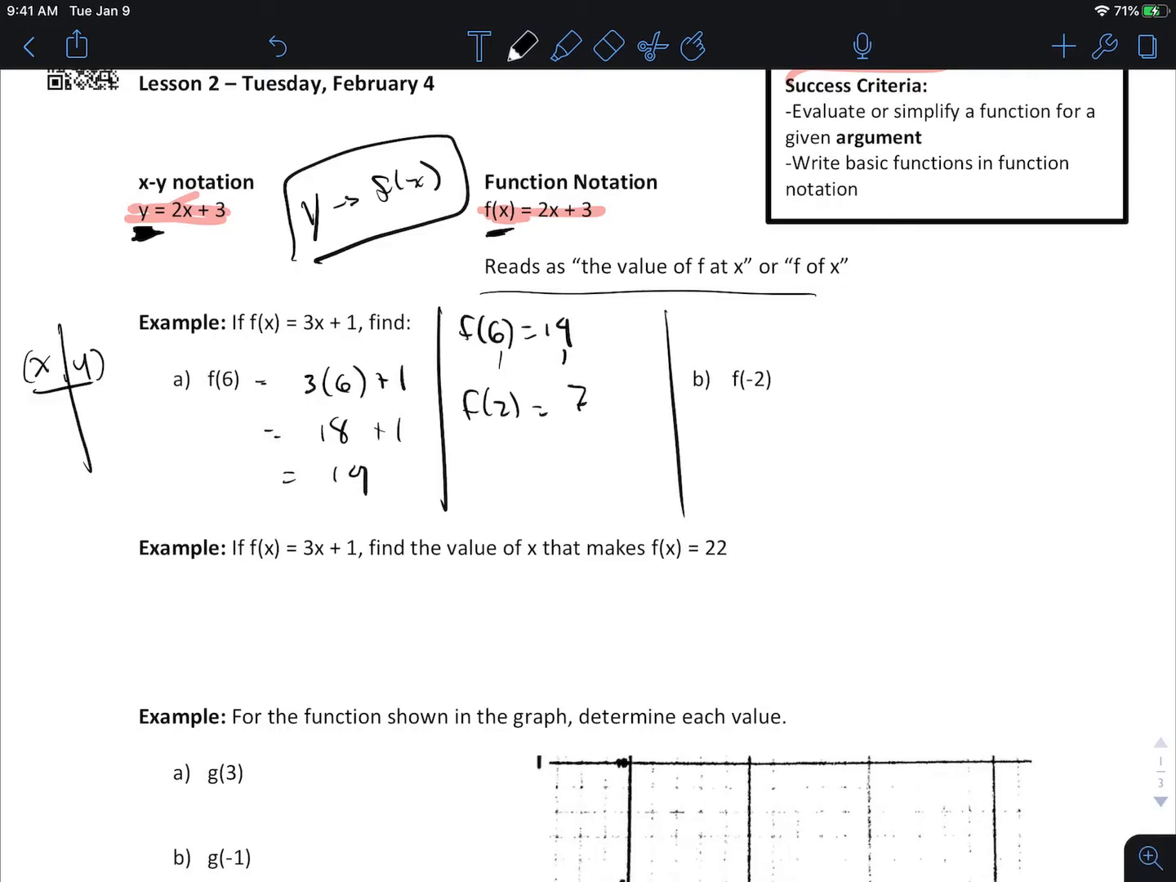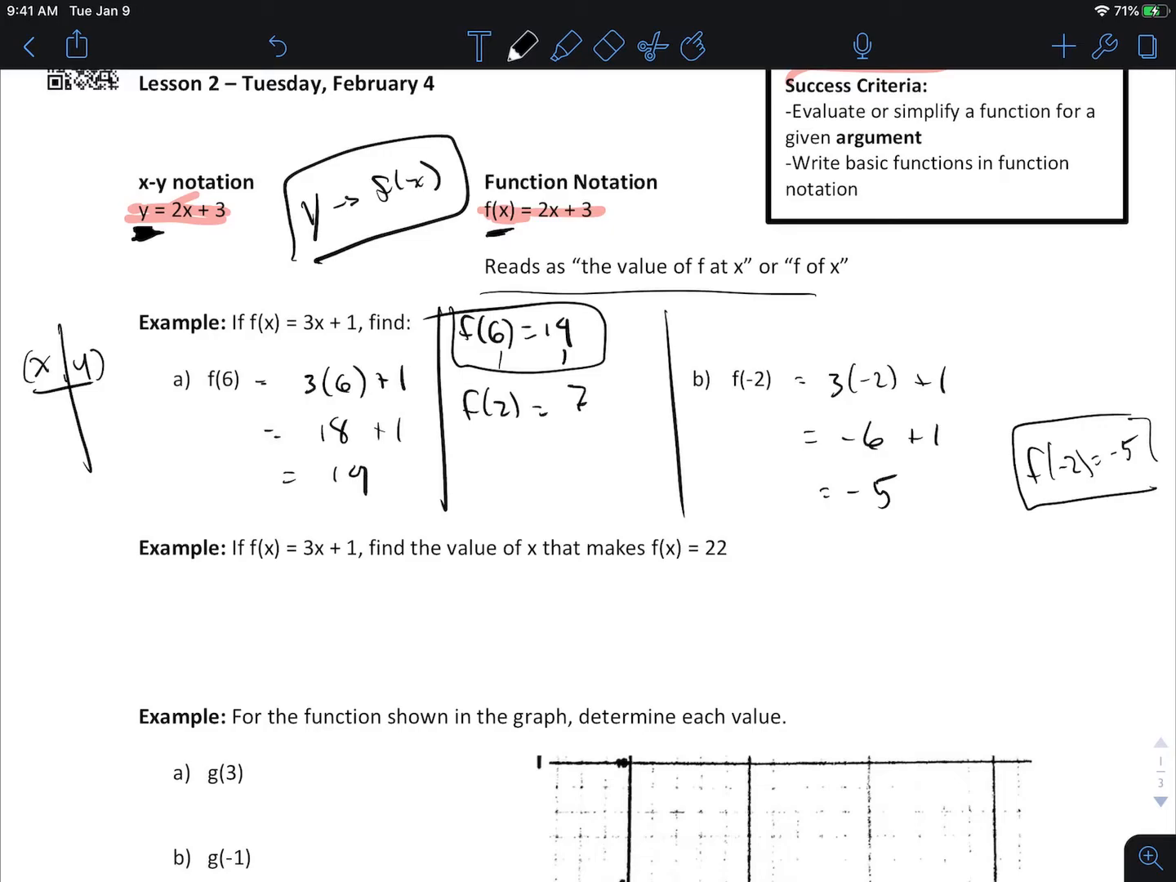Then part B is: what's the value of f of x when x is negative 2? Well, plug it in. So we're going to get negative 6. Careful with your signs, as I am not. So then f at negative 2 is equal to negative 5. If that's specifically asked for, that may be what I want to see. Is everybody okay with that?